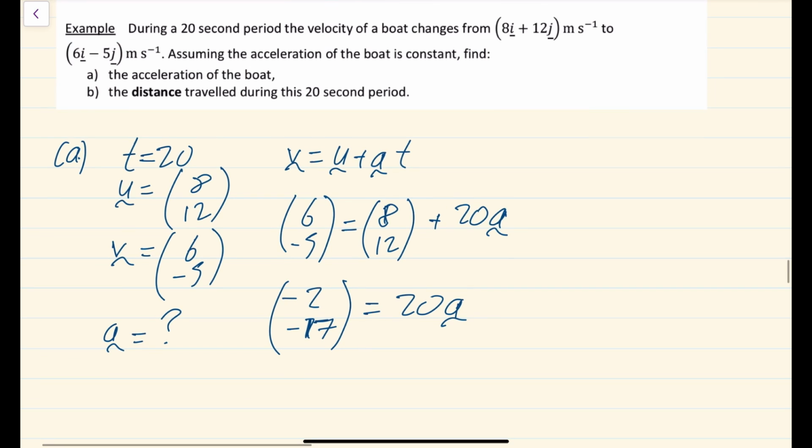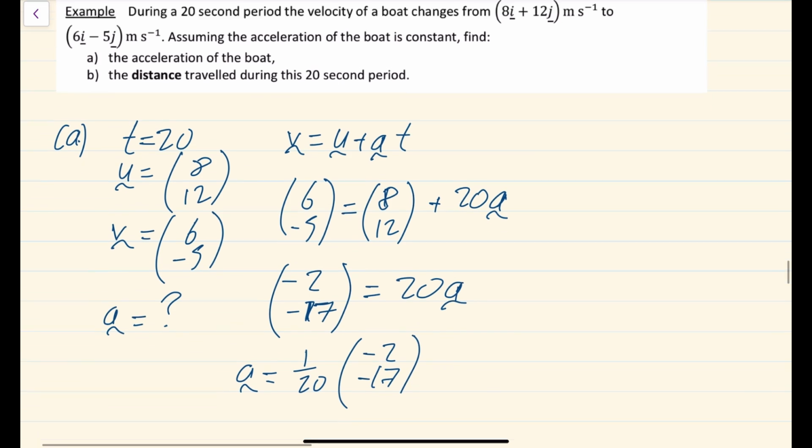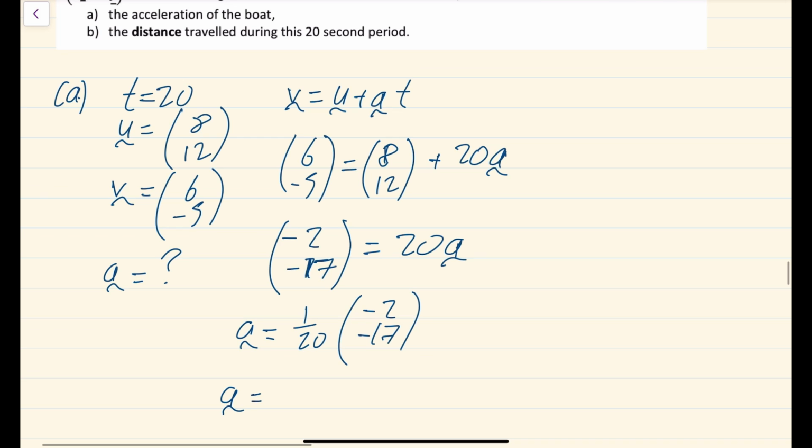So your a is just going to be equal to 1 over 20 times minus 2, minus 17. And I would probably just write that as a regular vector because I had given it in that form. So that's 1 over 20 times minus 2i minus 17j, and that's meters per second squared.